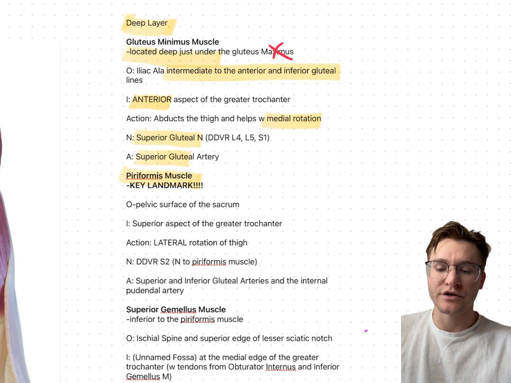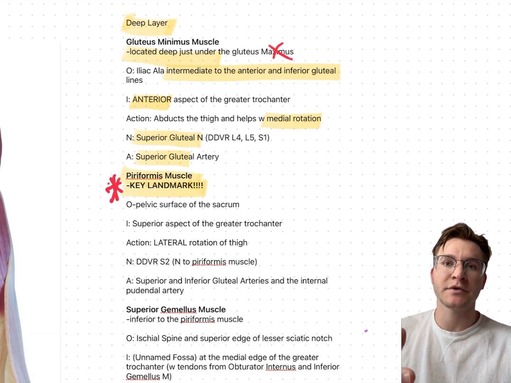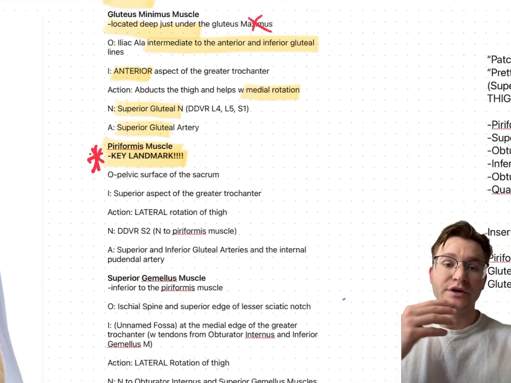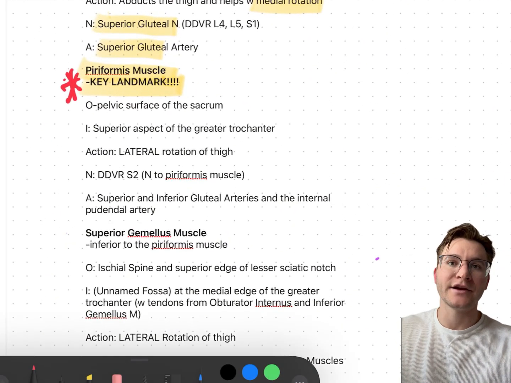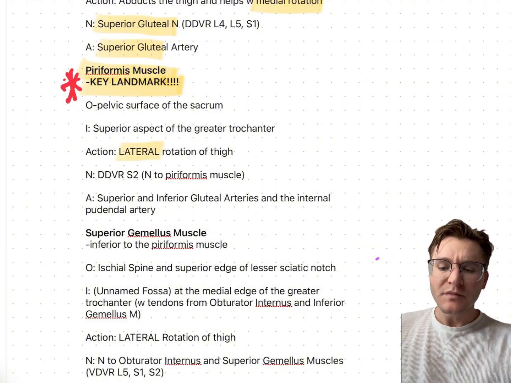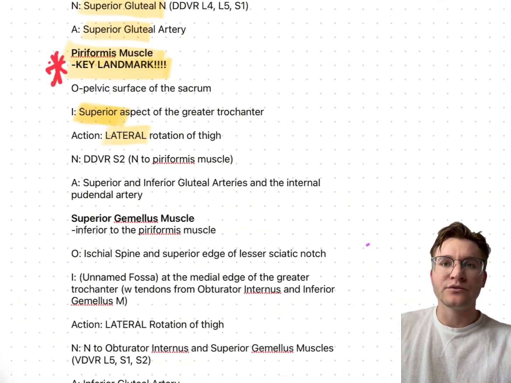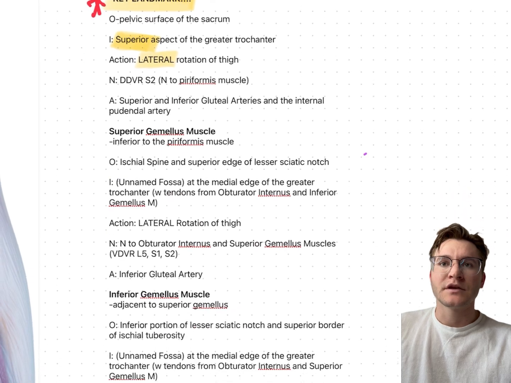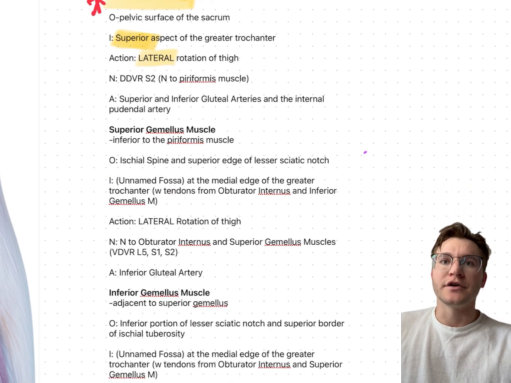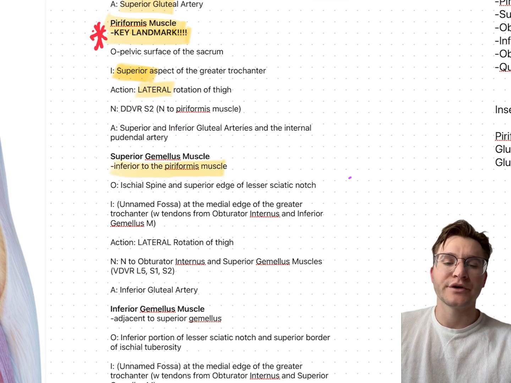Just inferior to our gluteus minimus muscle, we're going to have our piriformis muscle, which is a key landmark muscle, and it's usually really easy to spot because it's triangular in shape. Its origin is going to be the pelvic surface of the sacrum, and it's going to function to laterally rotate the thigh. Our nerve is going to be the nerve to the piriformis muscle, so it's named after the muscle itself, and its arteries are the superior and inferior gluteal arteries.